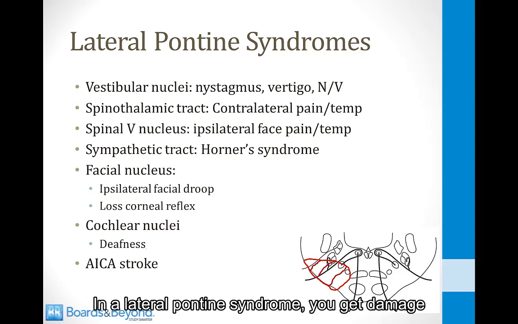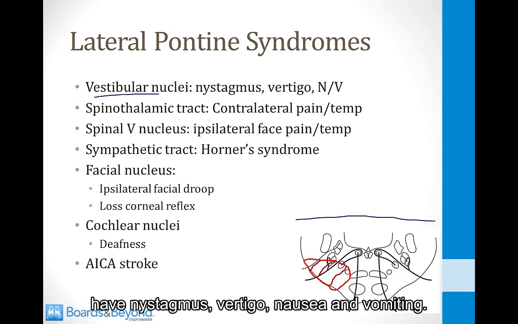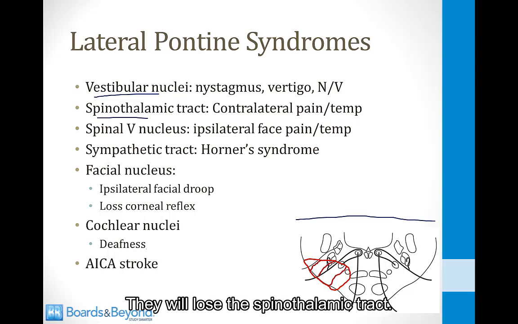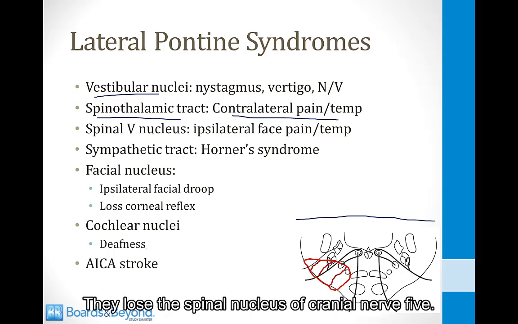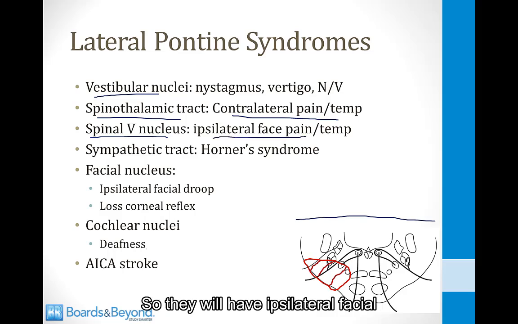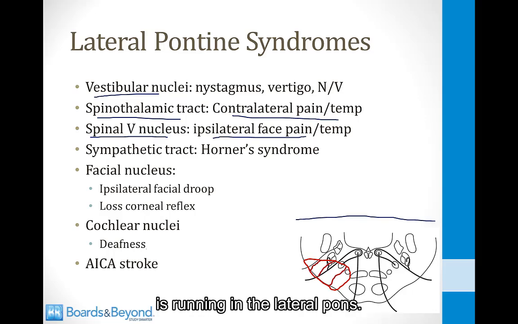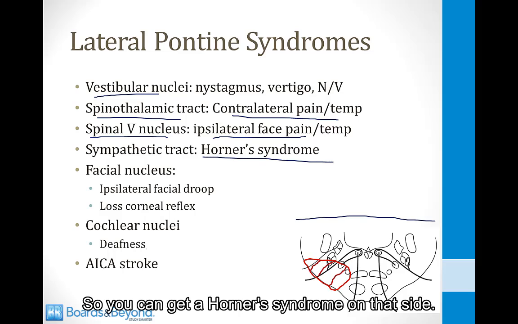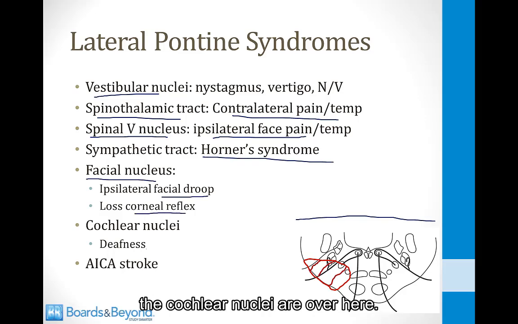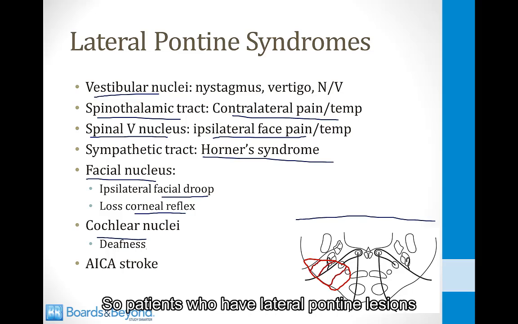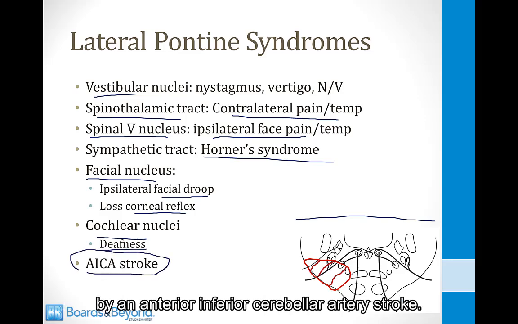In a lateral pontine syndrome, you get damage to the area I've highlighted down here. So you will lose your vestibular nuclei, and patients will have nystagmus, vertigo, nausea, and vomiting. They will lose the spinothalamic tract, so they will get contralateral loss of pain and temperature in the arms and legs. They lose the spinal nucleus of cranial nerve 5, so they will have ipsilateral facial pain and temperature loss. Also, the sympathetic tract from the hypothalamus is running in the lateral pons, so you can get a Horner syndrome on that side. The facial nucleus and nerve can be affected here as well, giving you facial droop and loss of the corneal reflex. The cochlear nuclei are over here, so patients who have lateral pontine lesions can get hearing loss, and this can be caused classically by an anterior inferior cerebellar artery stroke.